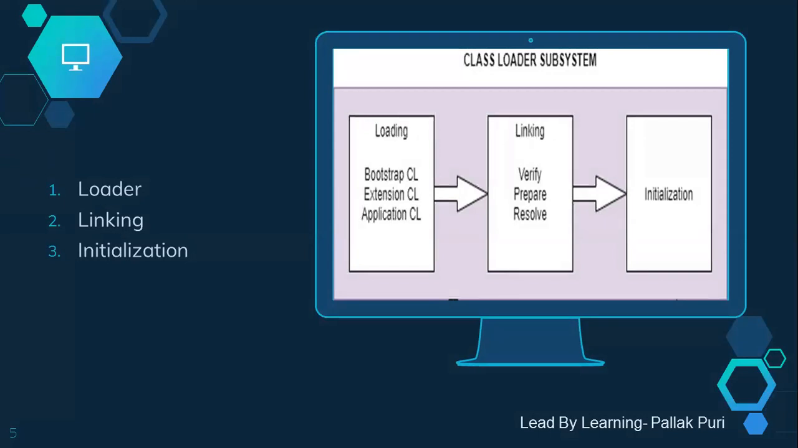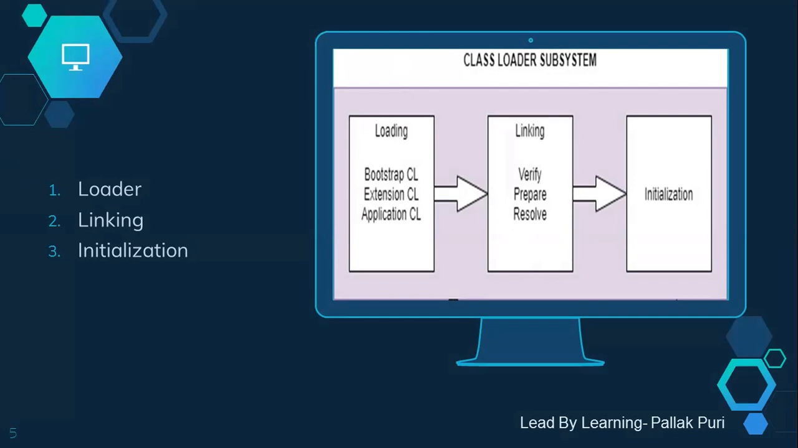Next we have linking. The second phase is the linking process. Linking is categorized into three components, or it has three phases. First one is verify, second is prepare, and third one is resolve. So verify verifies the bytecode, whether it is valid or not. If it is valid for the JVM, it comes into the verify phase. Next we have the prepare phase.